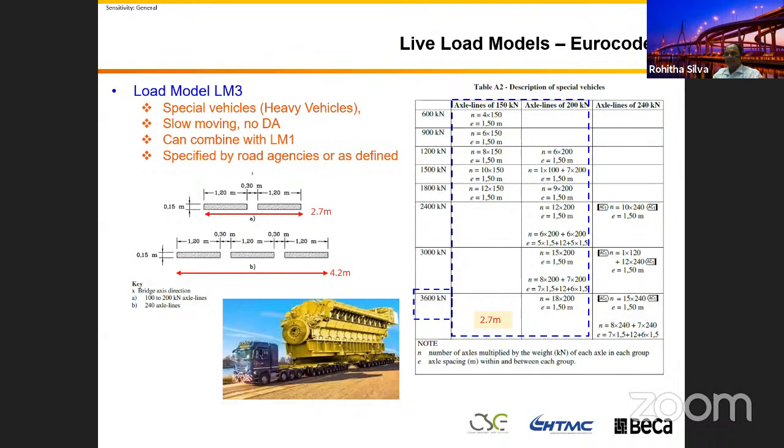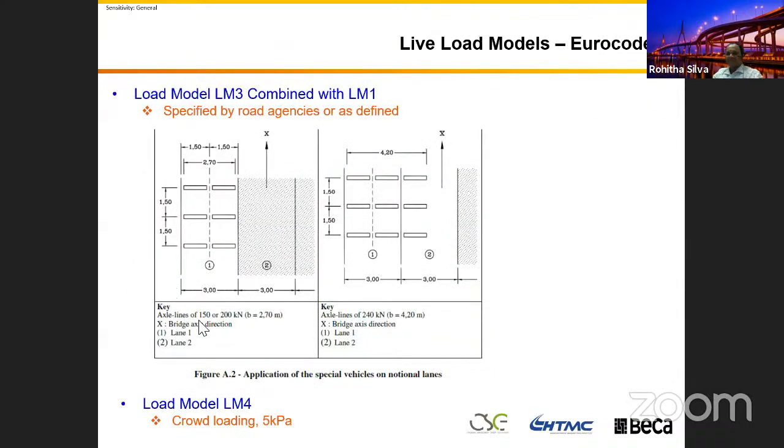Any question? No? Then you can see if you use the lighter wheel load, axle load 150 to 200, because the width of the defined imaginary vehicle is 2.7, then you can occupy that one in your notional lane or your design lane, 3 meter. When you have this one, this is the lane model LM1, the one you specify, I think a 200 or 400 kilonewton tandem load.